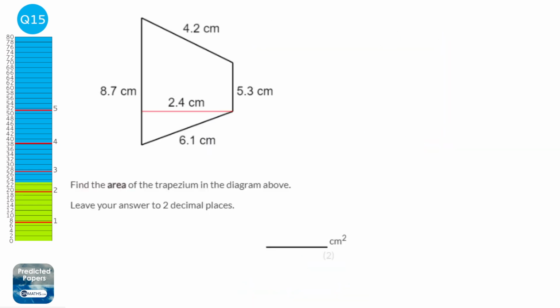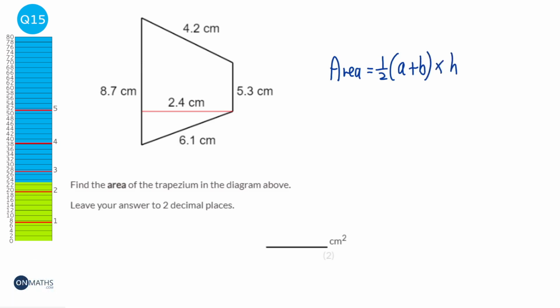The area of a trapezium is found using the formula area equals half a plus b times h. Now a plus b are quite easy to find because they are the parallel sides in the trapezium, which are these two. It doesn't matter which way around we label them. I'm going to say a is the left hand one and b is this right hand one. Then h always hits a and b at 90 degrees.